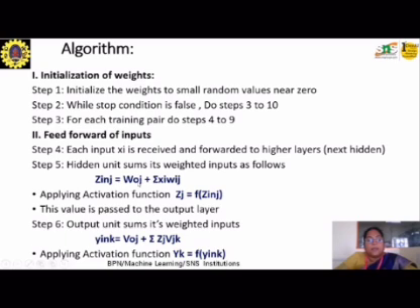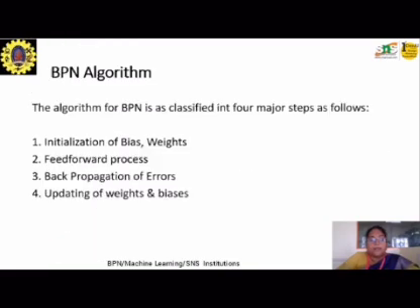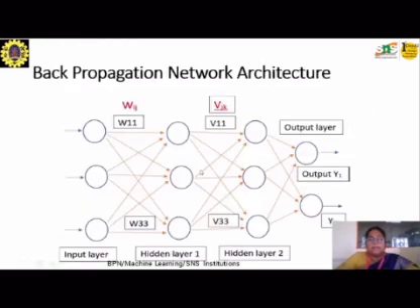By applying the activation function, Zj is equal to f of Zinj. The activation function is applied for each layer to check whether a particular node is active or not, whether the node is transmitting the data to the next layer or not. This value will be passed to the output layer, and each output unit sums its weighted inputs. That is calculated as Yink, which is the output.